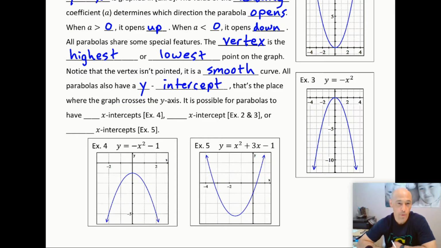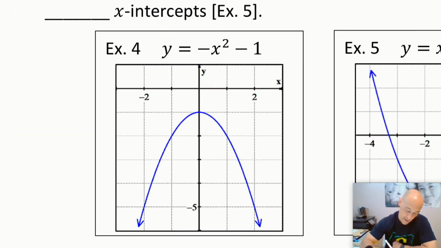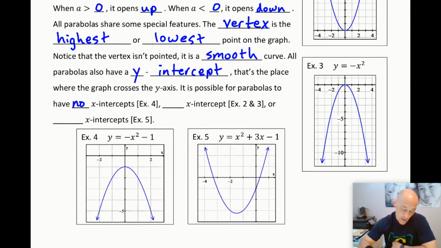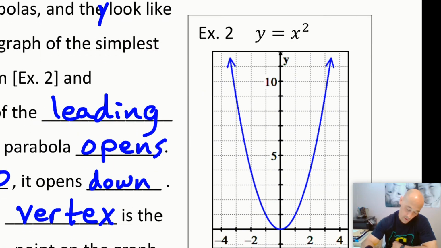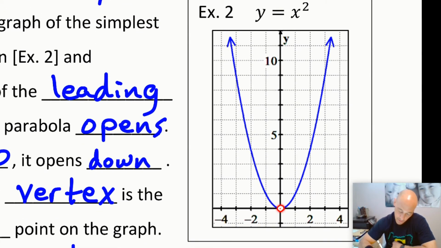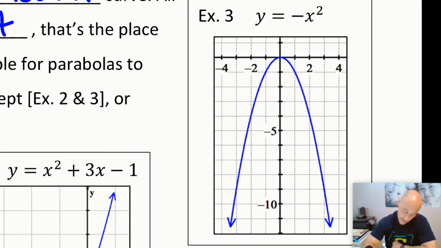It is possible for parabolas to have no x-intercepts, like example 4. So no x-intercepts. Notice that here's the x-axis. This parabola does not cross the x-axis, so there are no x-intercepts. Parabolas can also have one x-intercept, like in examples 2 and 3. In example 2 here, the x-intercept is right there. It's also the y-intercept. In example 3, the x-intercept is right there, so those both have one x-intercept.